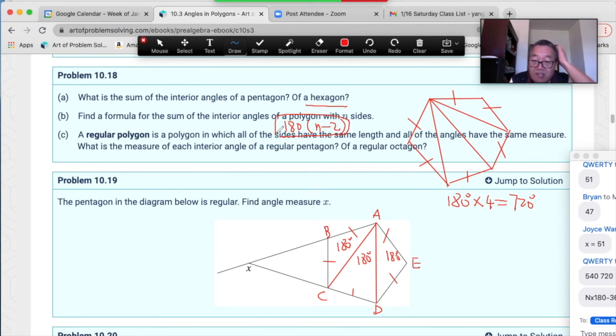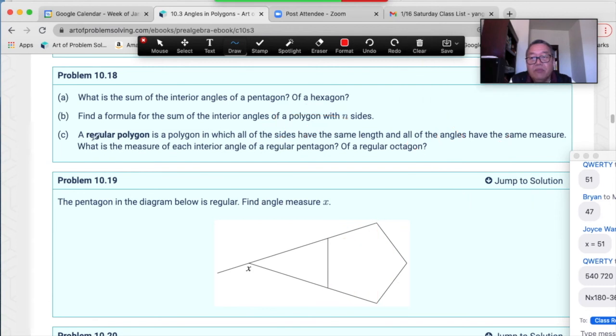Now, let's say for a regular polygon, that means all sides are equal and all angles are the same. Okay? That's called a regular polygon.